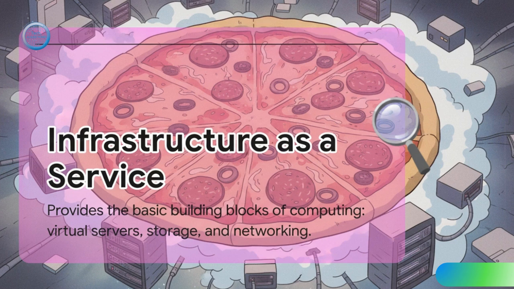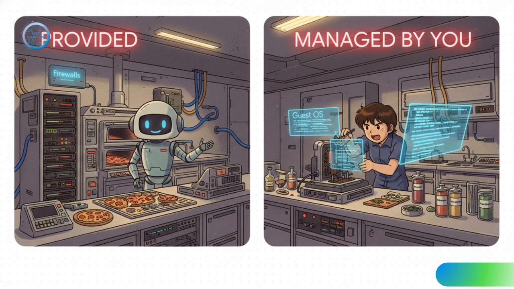In our pizza world, this is just like renting a fully equipped professional kitchen. The cloud provider gives you the oven, the gas, the counters, the plumbing, basically the virtual servers, the storage, and the networking. But, and this is key, you are responsible for bringing your own dough, sauce, and toppings, and for actually baking the pizza. You've got total control over the recipe and the whole cooking process. And this really shows you that clear dividing line in IaaS.